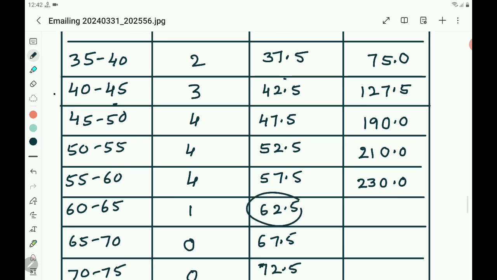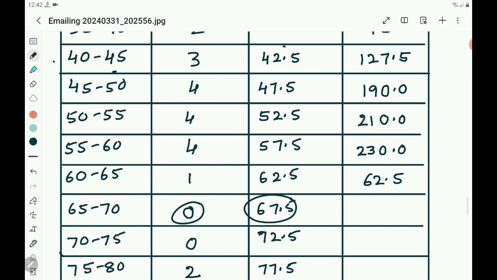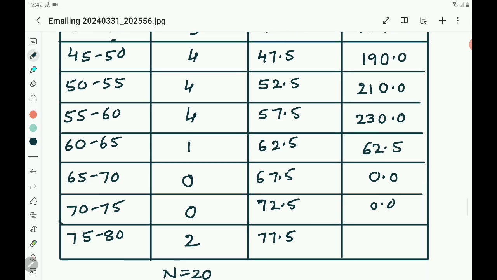Next 62.5 into 1 is 62.5 only. Then 67.5 into 0 is 0. Then again 72.5 into 0 is 0. You can write 0.0. Then 77.5 into 2. 5 2s are 10. 1 carry. 2 7s are 14 plus 1, 15.